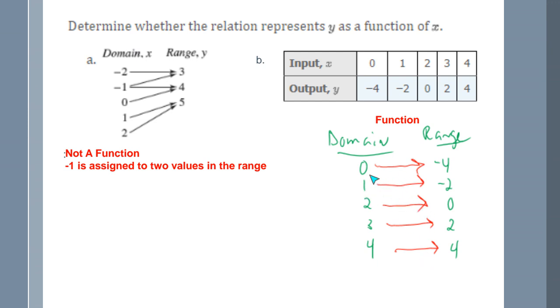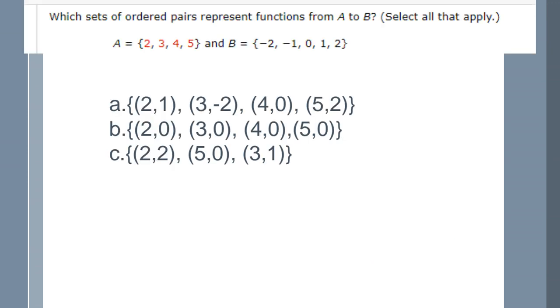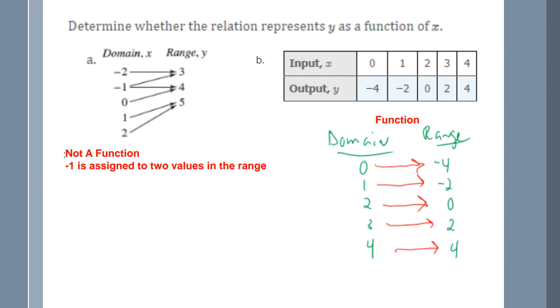Okay. Now if I look at each one individually, does 0 go to only one thing in the range? Yes. Does 1 go to one thing in the range? Yes. Does 2 go to just one thing over here? Yes. Does 3 go to one thing? Yes. And 4 goes to one thing. And so that makes it a function. I don't think I wrote it. Yeah, it makes it a function. Okay.